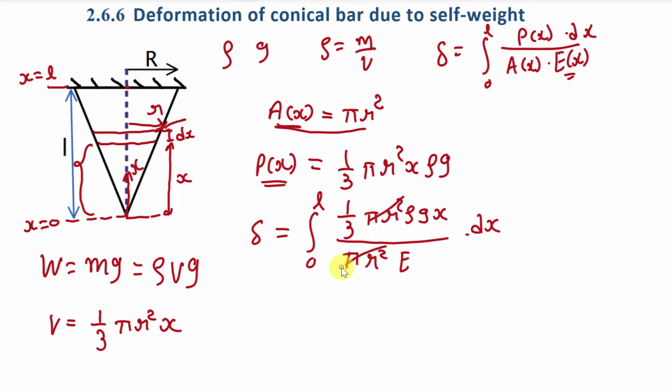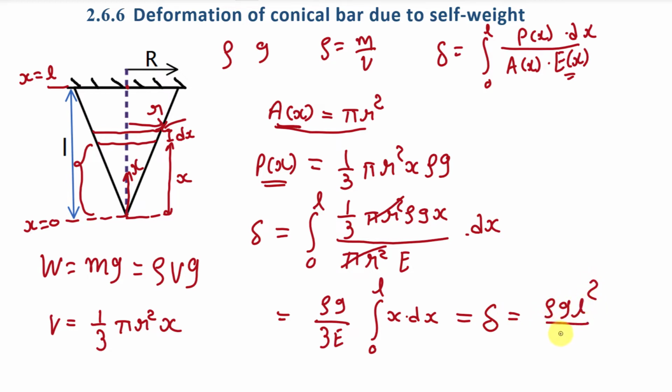Now this pi r square will be cancelled out, and here only x is variable. So we will take these constant terms out. So it will be rho into G divided by 3E into integration 0 to L x with respect to dx. Now we know that integration of x with respect to x will be x square by 2. And if we put this limit 0 to L, then it will be L square by 2. So finally deformation delta will be equal to rho G L square divided by 6E.